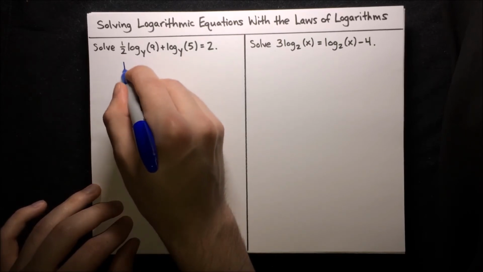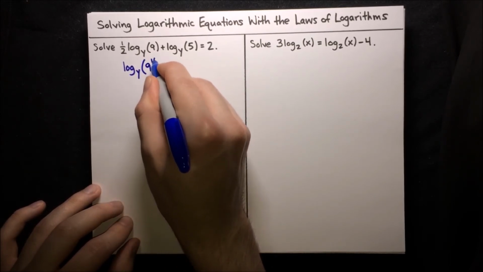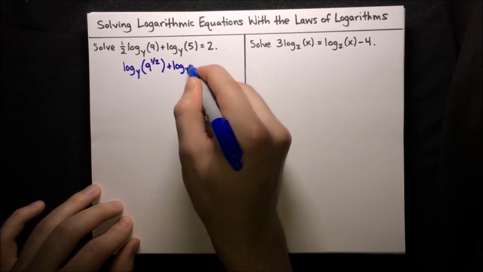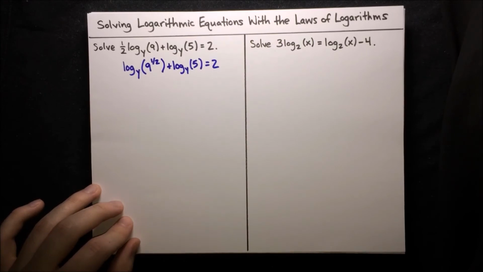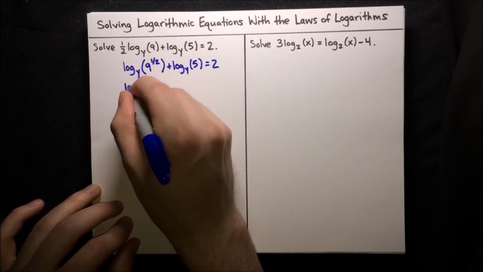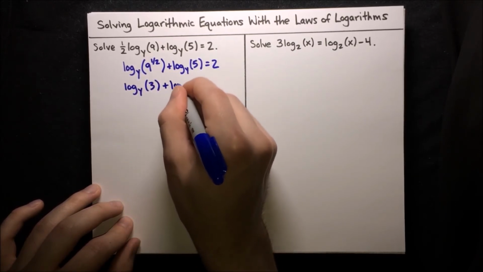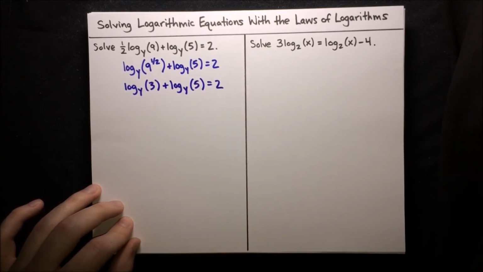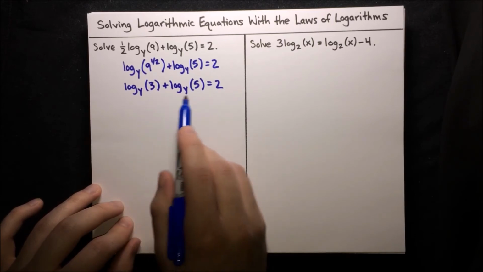So this will become log base y of 9 to the half power, plus log base y of 5 is equal to 2. Now 9 to the half power is just the square root of 9, which is 3. So we really have log base y of 3 plus log base y of 5 equals 2. And addition outside of logarithms turns into multiplication inside of a logarithm.